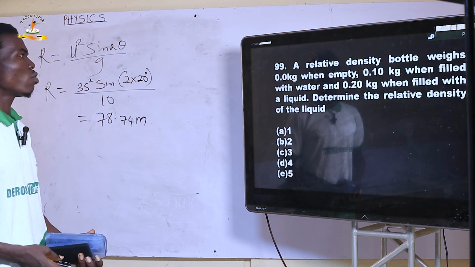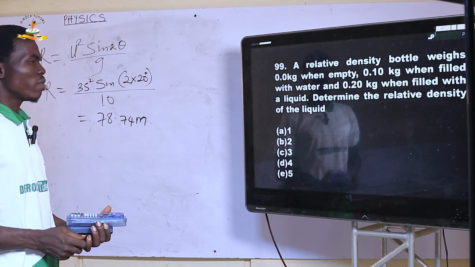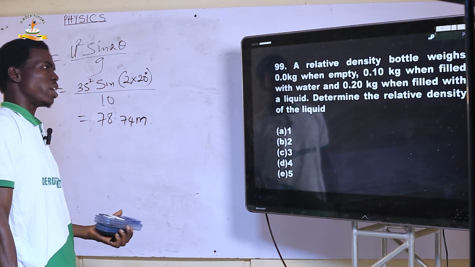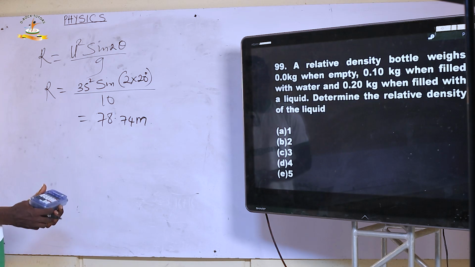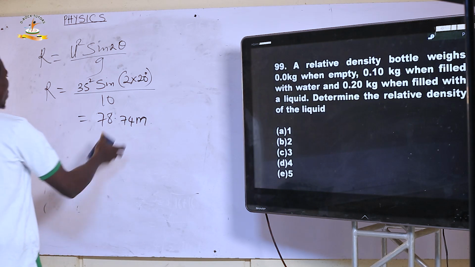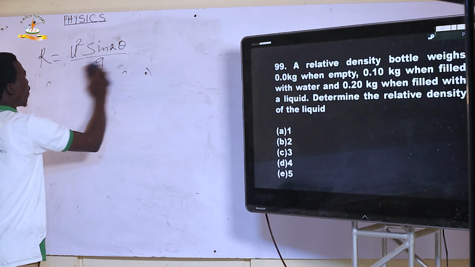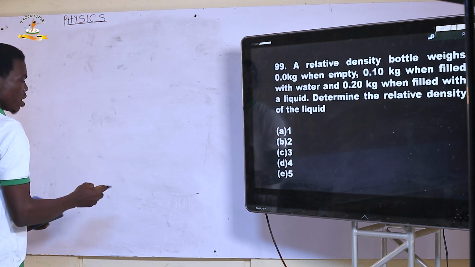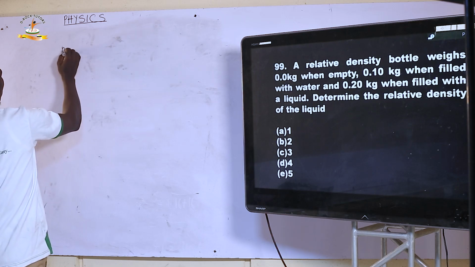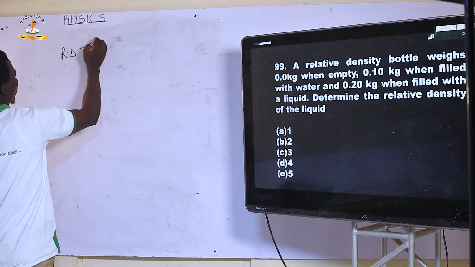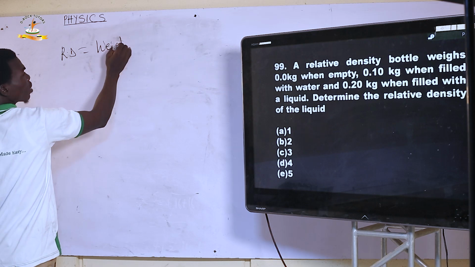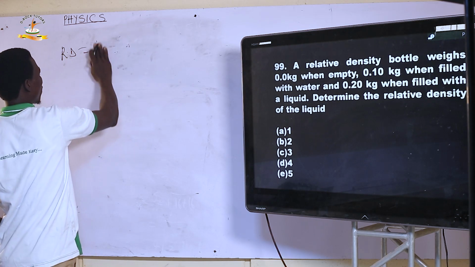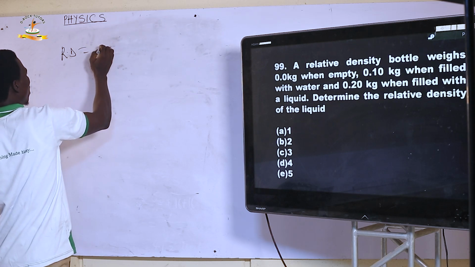99. The relative density bottle weighs 0 kg when empty, 0.1 kg when filled with water, and 0.2 kg when filled with a liquid. Determine the relative density of the liquid. However, we know that relative density is weight of liquid over weight of water. That is relative density. So we can say mass. Let's use mass because the parameters given to us is mass.